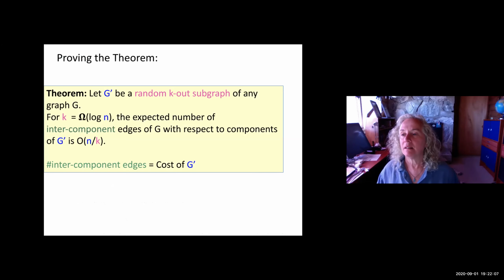So again, this is the theorem I'm going to prove, and I'm going to tell you something about the proof. G prime is a random k-out subgraph of any graph G. For k = Omega of log n, the expected number of intercomponent edges is O of n divided by k. And the cost of G, we'll call that the number of intercomponent edges. So that will be how we measure the cost of this random graph.